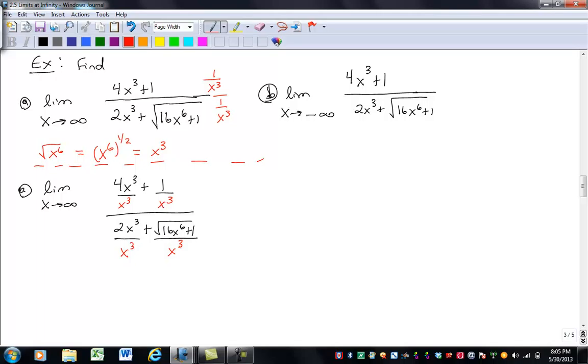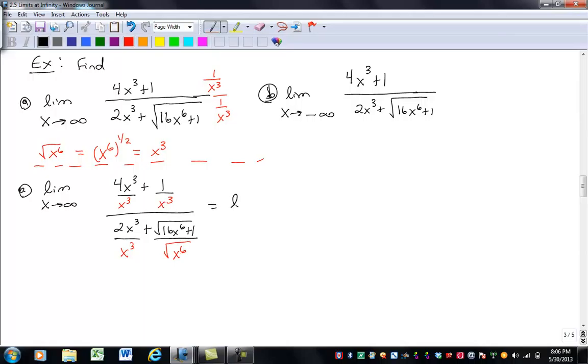And I can simplify most of this. That's just a 4. That's 1 over x cubed. That's just a 2. But wait, what's that? I can't stick them together to simplify them. So instead of writing it as x to the third, I'm going to write it as the square root of x to the sixth. If I write it that way here, I'll be able to combine these radicals and simplify.